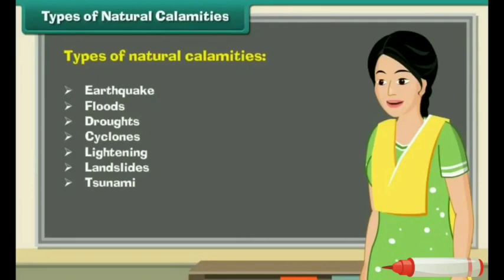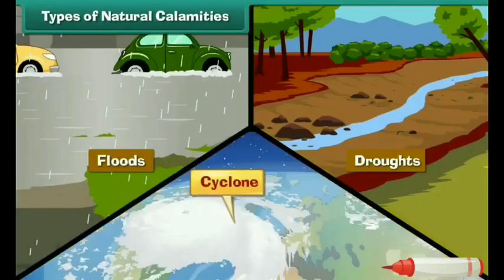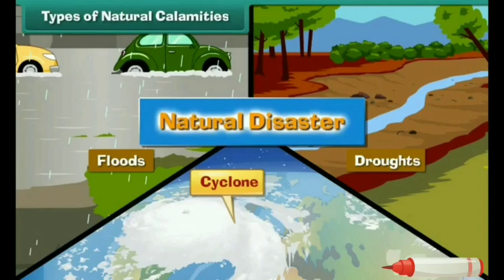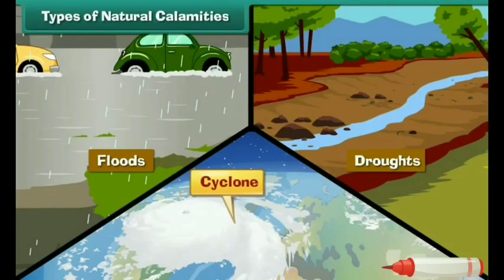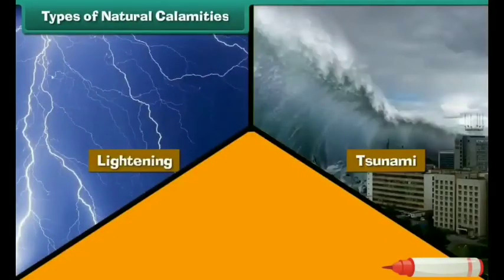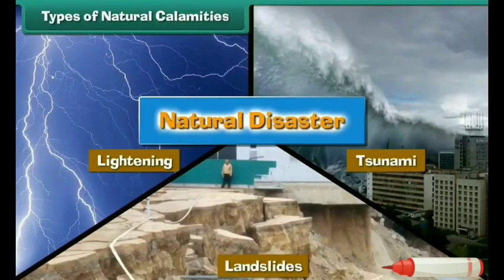So what are the examples or the types of natural calamities? They are earthquake, floods, drought, cyclones, lightning, landslides, and even tsunami is also a natural calamity. In this chapter we are going to learn about flood, drought, earthquake and tsunami. Natural calamities can also be called natural disasters because all natural calamities affect our environment and cause great damage or loss of life.